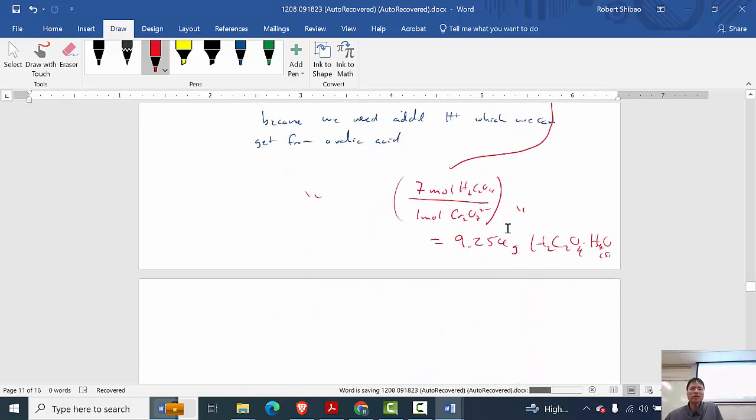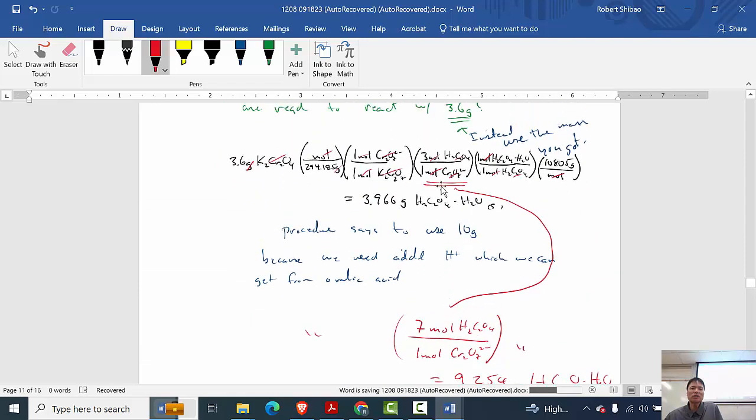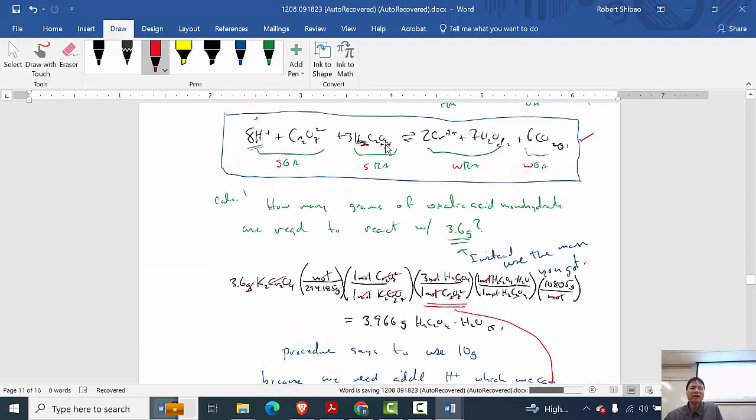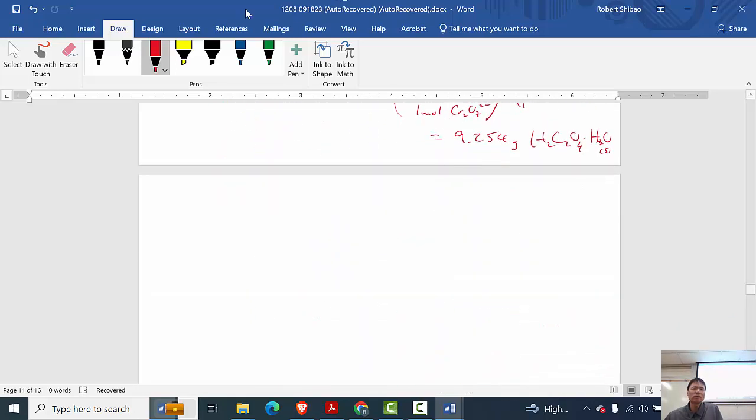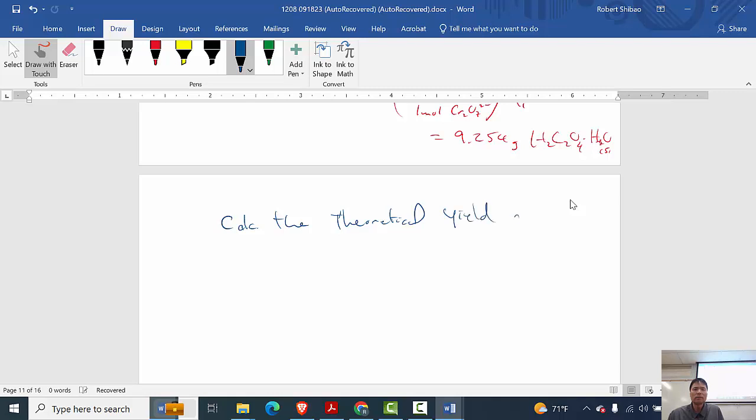All right, let's go to the next reaction. Actually, before that, that's how much I should use. So I have excess oxalic acid. What I'm going to do is calculate my theoretical yield of chromium 3+. So why don't you do that? Calculate the theoretical yield of chromium 3+.